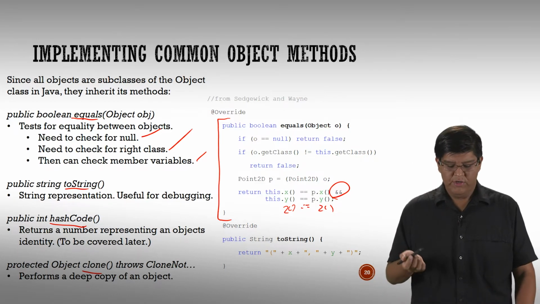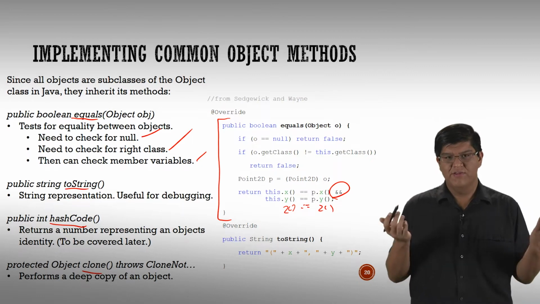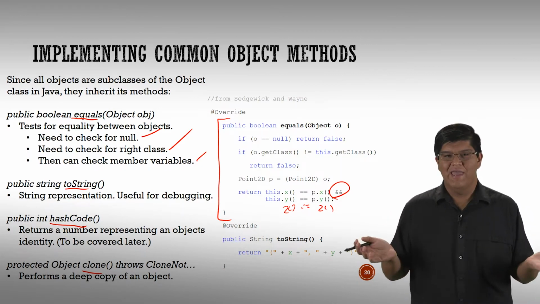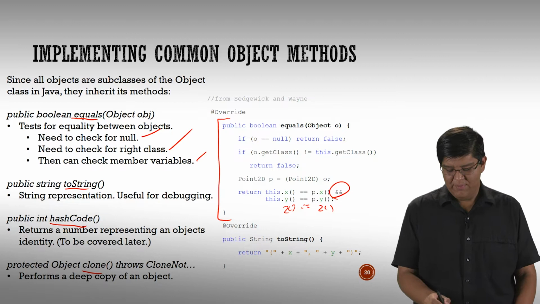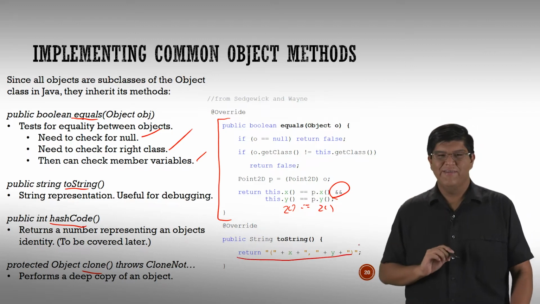Moving down, we have toString. Now toString, you guys have already implemented. You basically just return a bunch of concatenated stuff. So that we won't really talk about because I'm confident that you guys know how to do that.